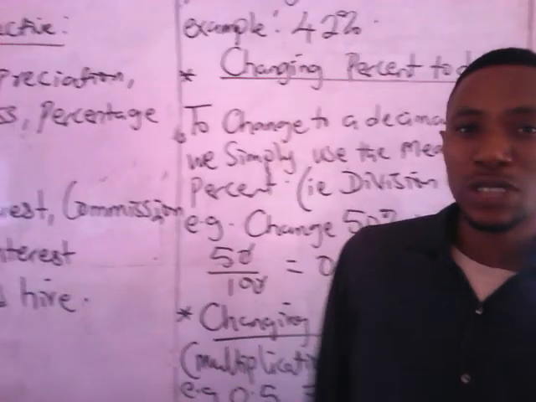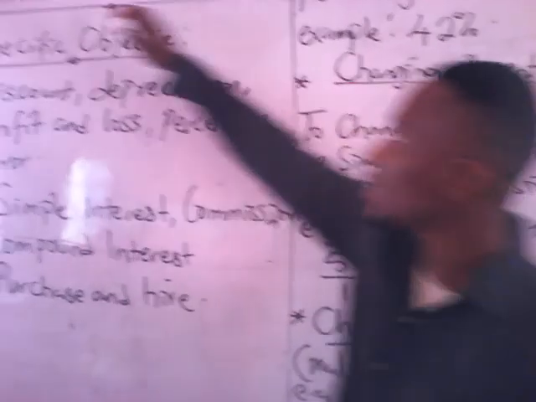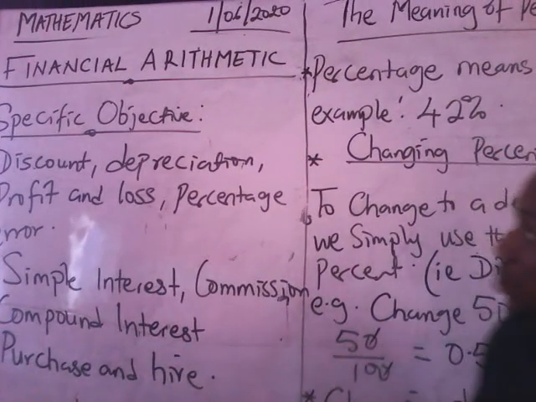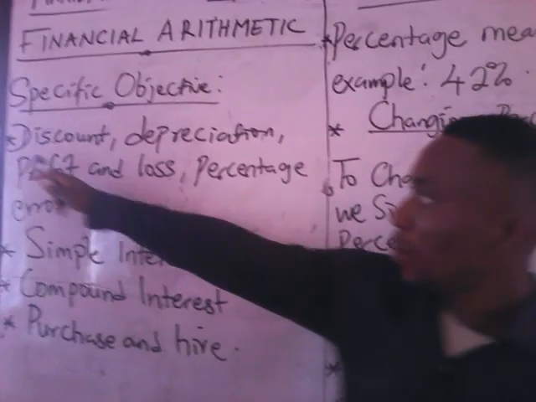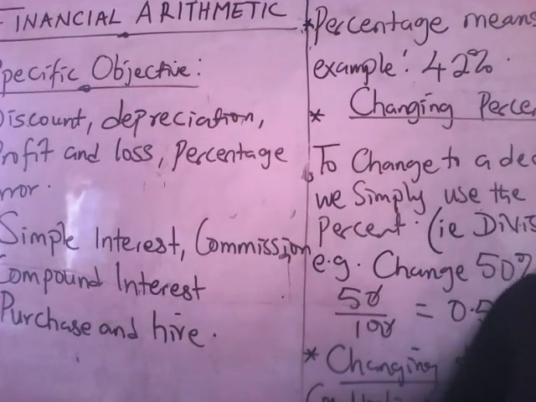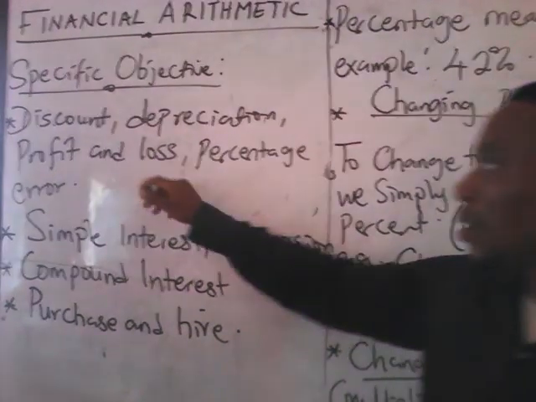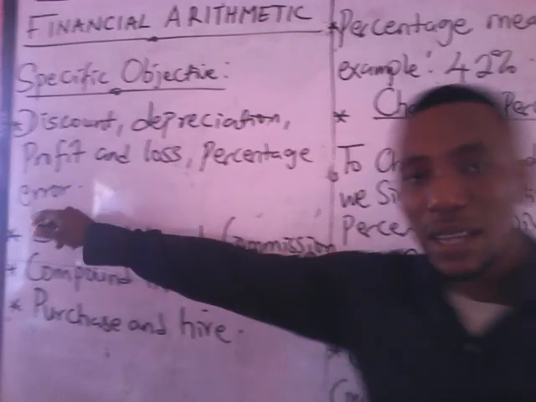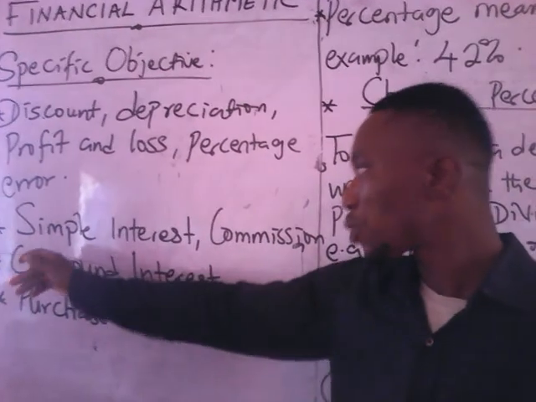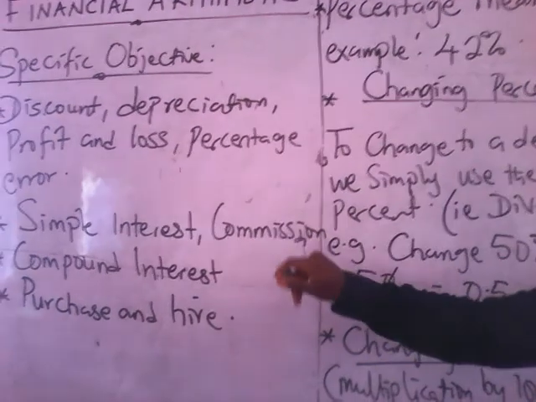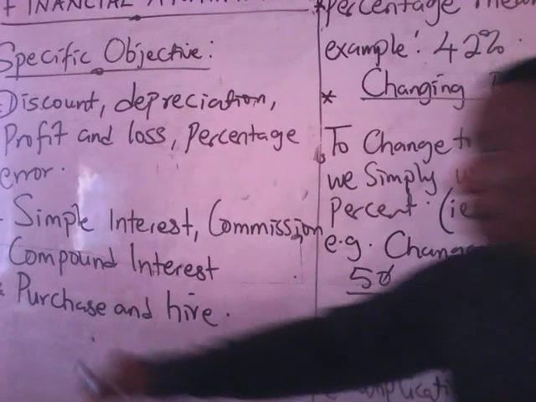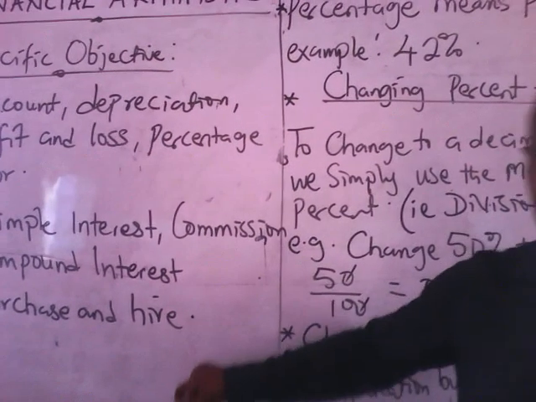So the topic for today is financial arithmetic. By the end of this topic, students should be able to, number one, calculate problems on discount, depreciation, profit and loss, percentage error. Again, students should also be able to solve problems on simple interest, commissions, compound interest, purchase, and the hire.